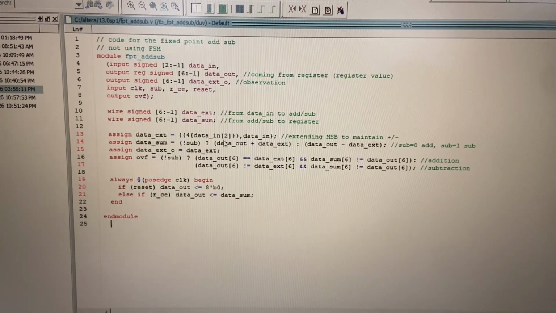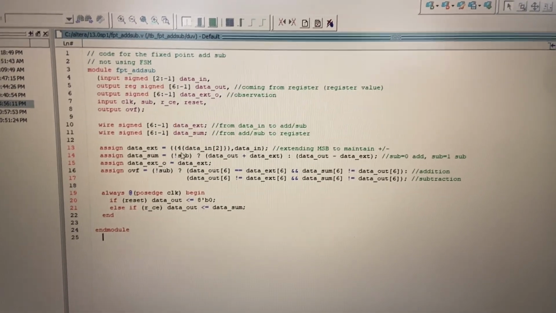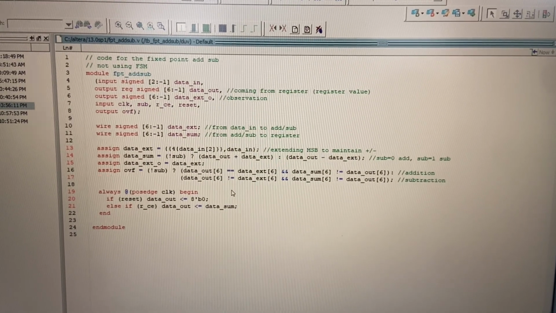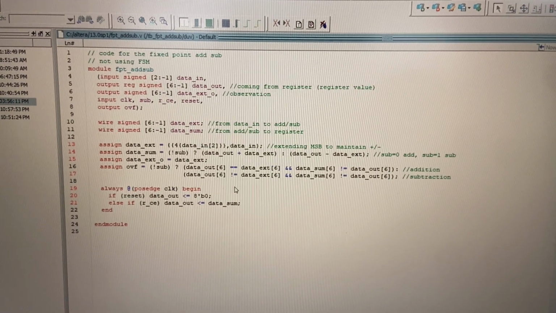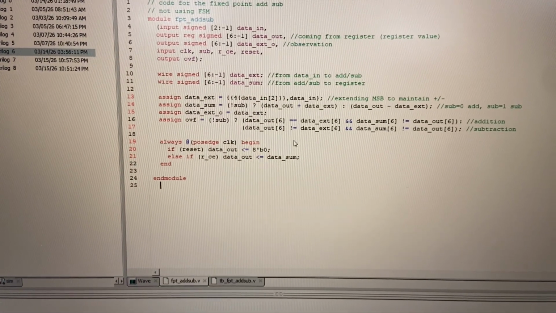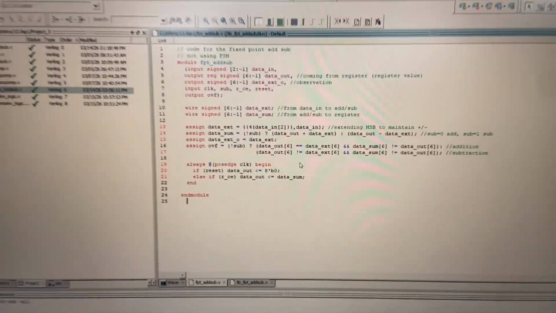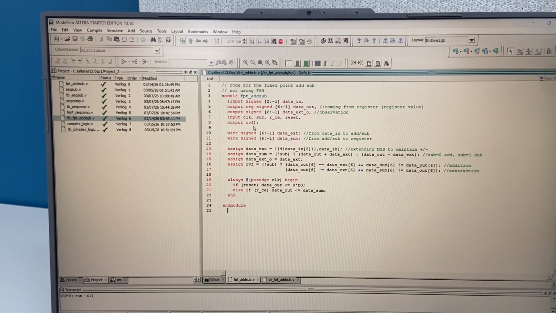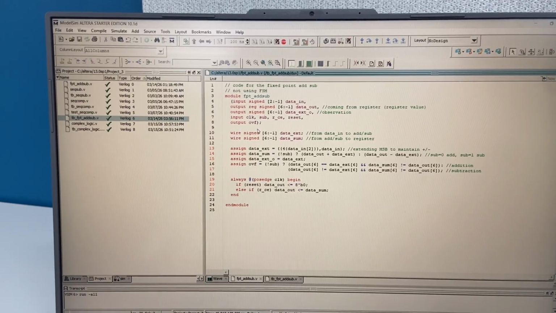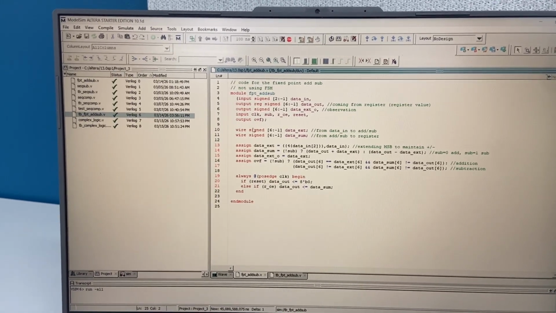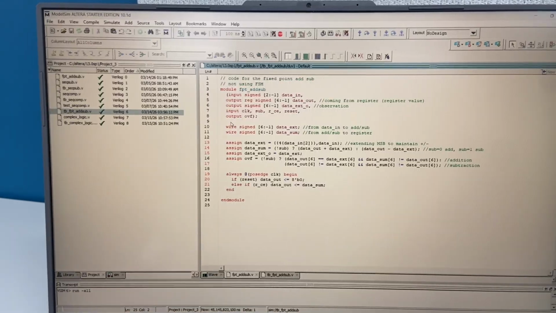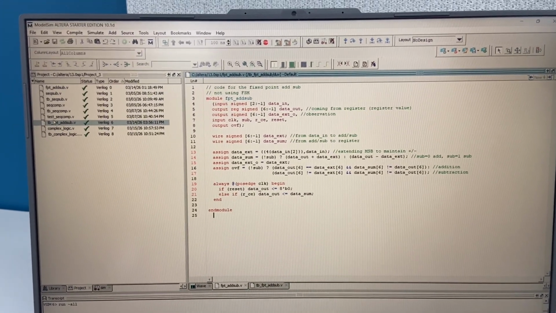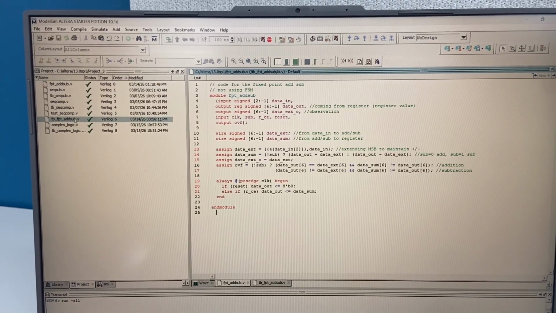Since this is signed, we have to take the MSB of data in and extend it so that it fits the wire. And then we have our subtractor adder logic, and then we have our overflow logic, followed by our register. And this one does not require a finite state machine, which the other projects will be requiring. For this in particular, the finite state machine was built into the test bench, which I will show off right now.